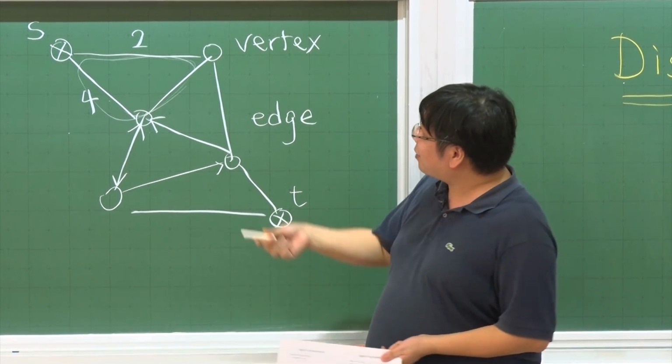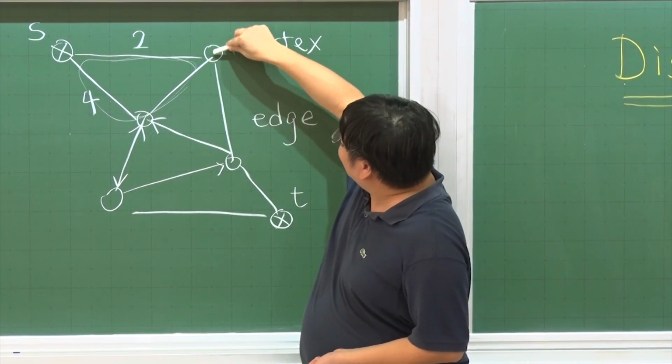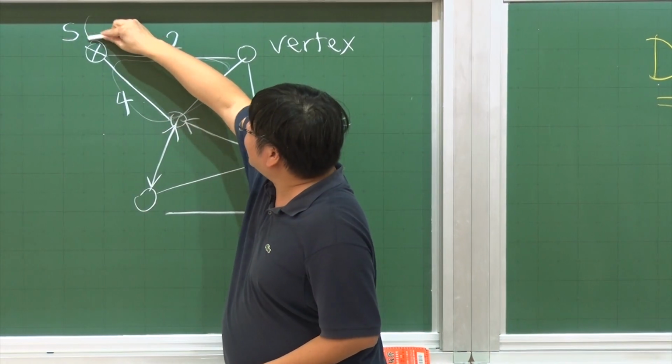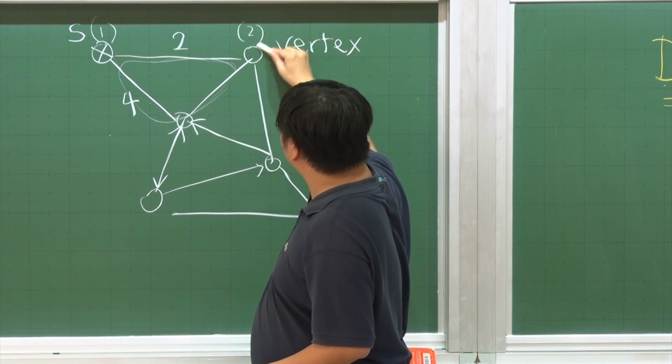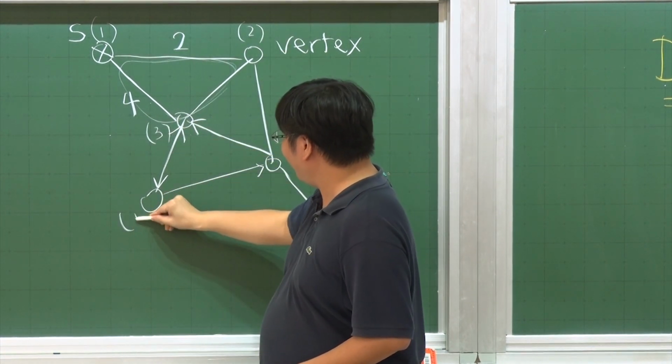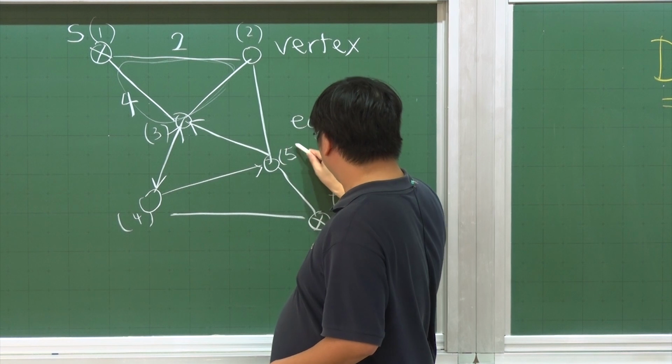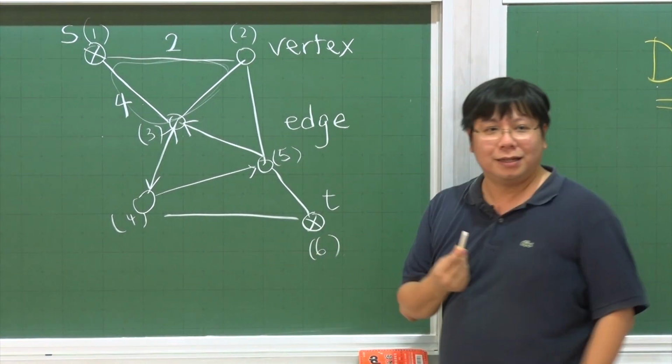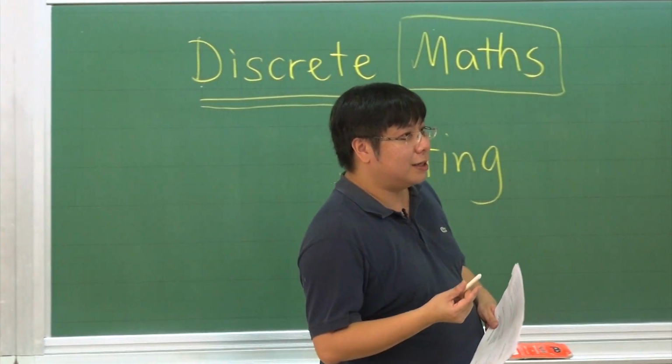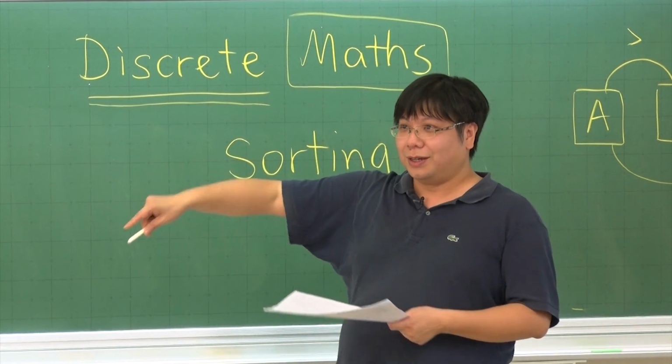So what can a correct algorithm be? Let's give each of these nodes a number or label. Maybe let's call it 1, let's call it 2, let's call it 3, let's call it 4, let's call it 5, let's call it 6. And then we try all the 6 factorial ways.